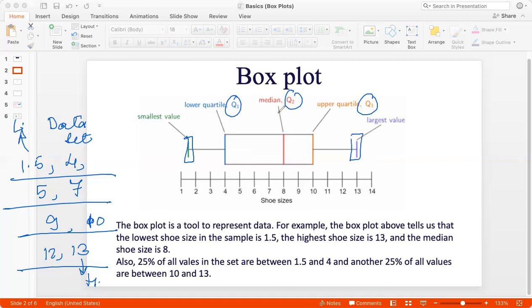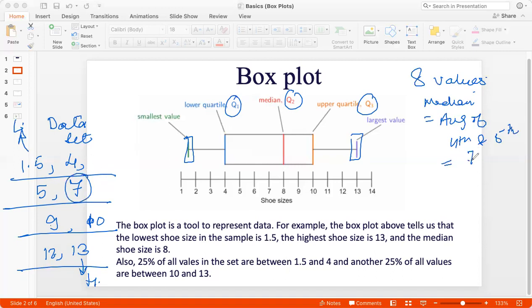So what will be the median? The median, how many values are there? 1, 2, 3, 4, 5, 6, 7, 8. When there are 8 values, which is an even number, the median is the average of the 4th and 5th values. So the 4th value is 7, and the 5th value is 9, and so the median is 8. So the median is 8 here because it had to be the average of the 4th and the 5th values.